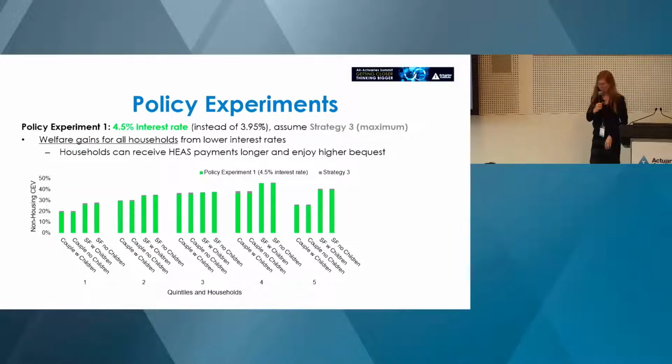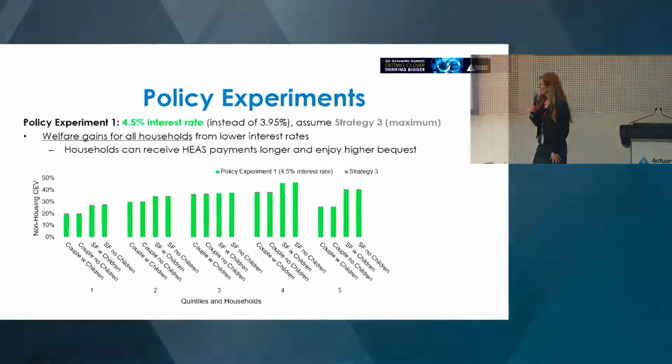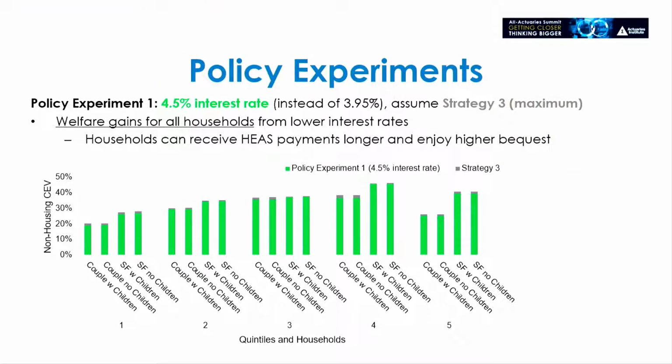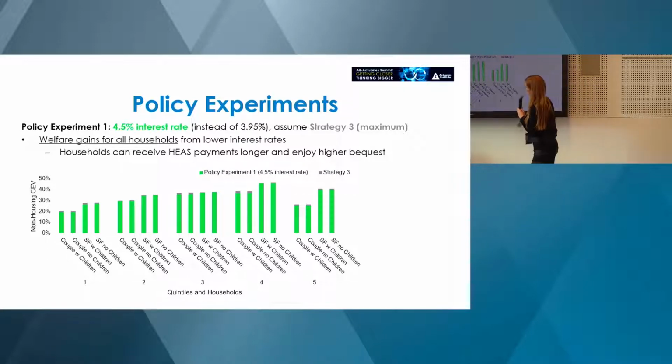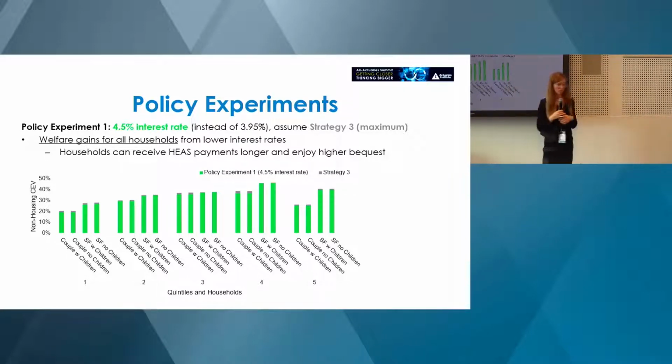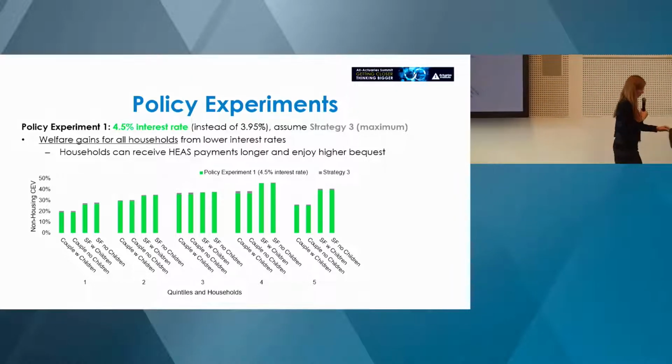So one thing that we also looked at is what happens if we change the interest rate. I mentioned earlier that the last change in the interest rate for the home equity access scheme was lowering the interest rate. So in this experiment we evaluate what that change meant to households. You will see that we're comparing the higher interest rate against the lower interest rate, and there is a small difference, meaning that households are better off with the lower interest rate, as you would expect.